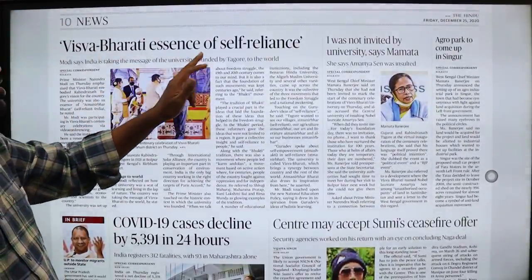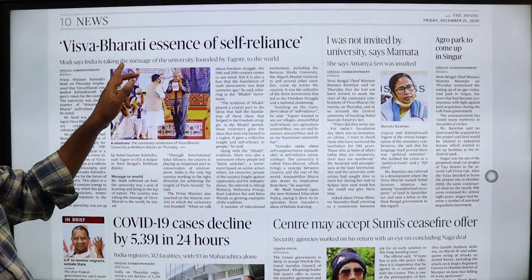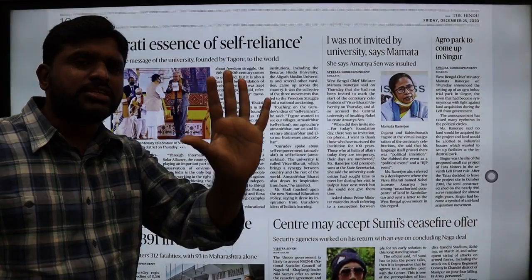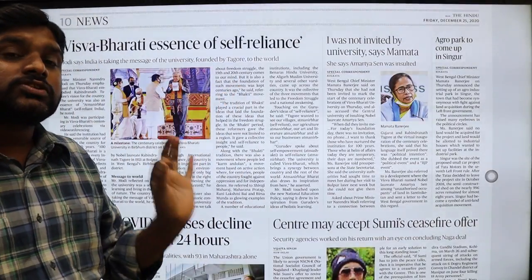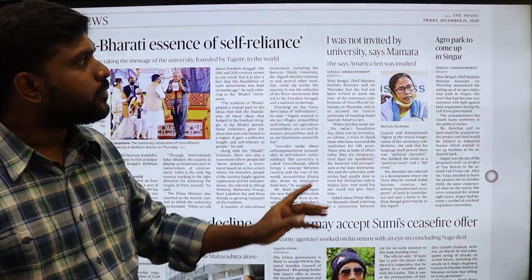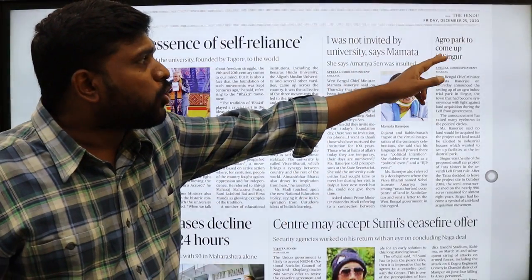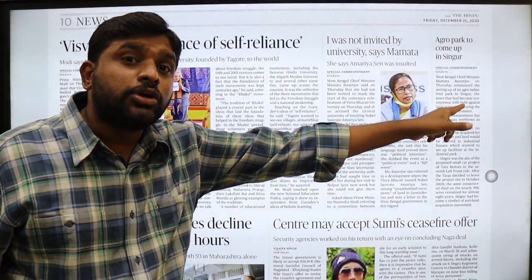Then Vishwa Bharati, essence of self-reliance. Modi says India is taking the message of the university founded by Tagore. What is this Vishwa Bharati University? That's it. Don't read everything. Why is it significant? I was not invited by the university, says Mamata, not required. Agro Park to come up in Singur. Why? Singur, West Bengal.